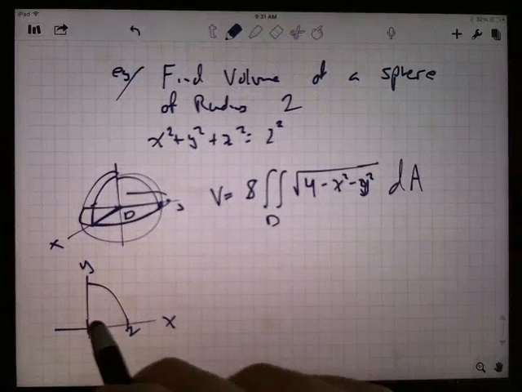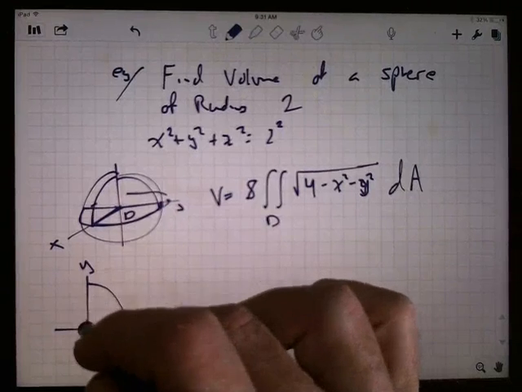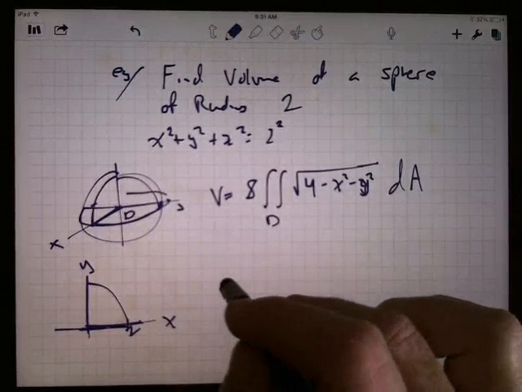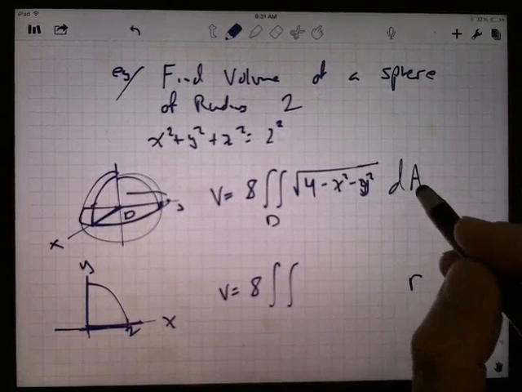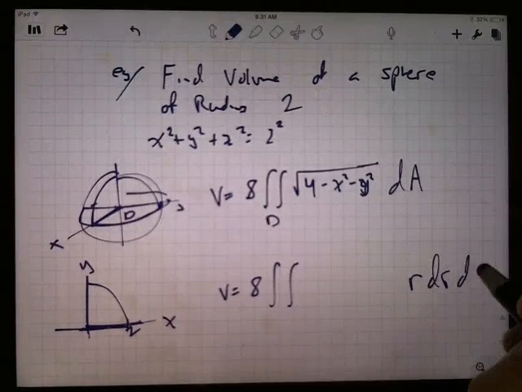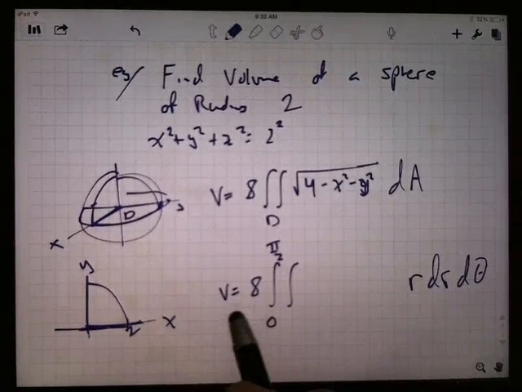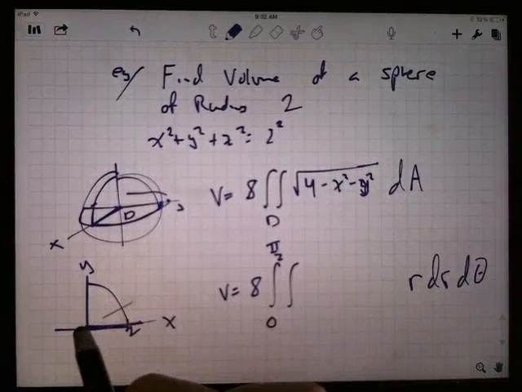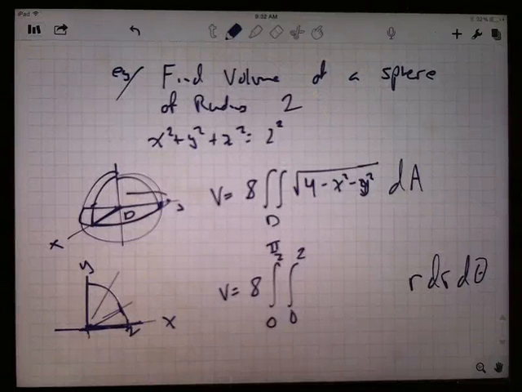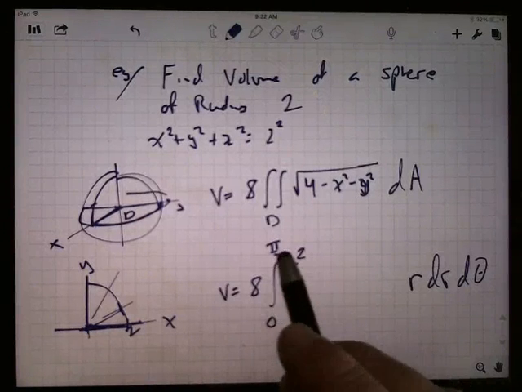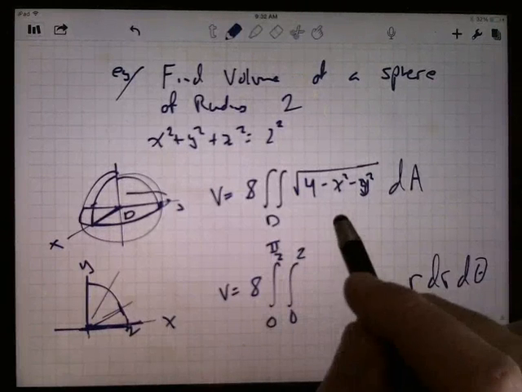However, in polar coordinates, this is just theta equals 0 up to theta equals pi over 2. So if I look at it this way instead, instead of dx dy or dy dx, I'm going to do this as r dr d theta. The theta is going from 0 to pi over 2. And for every value of theta in between, r goes from 0 out to 2. This is actually a rectangular region in polar coordinates. The limits of integration here are constants.